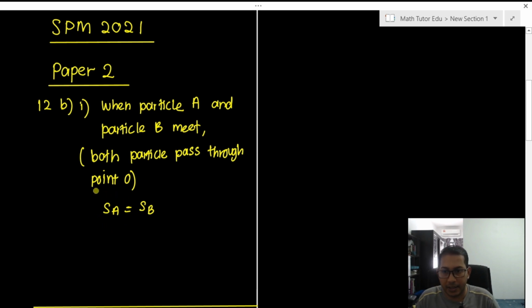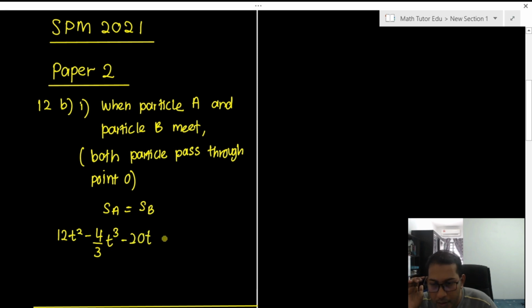Okay, so from here we integrate the velocity of particle A on our left hand side. So from here we integrate for particle A, and you get 12t square minus 4 over 3 t cube minus 20t, equals to 12t square minus 25t. This is based on the integration of velocity for particle B, guys.